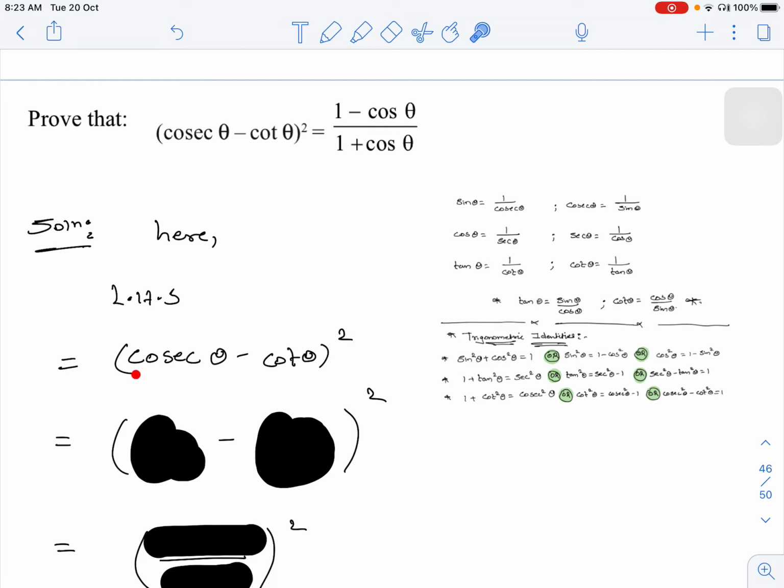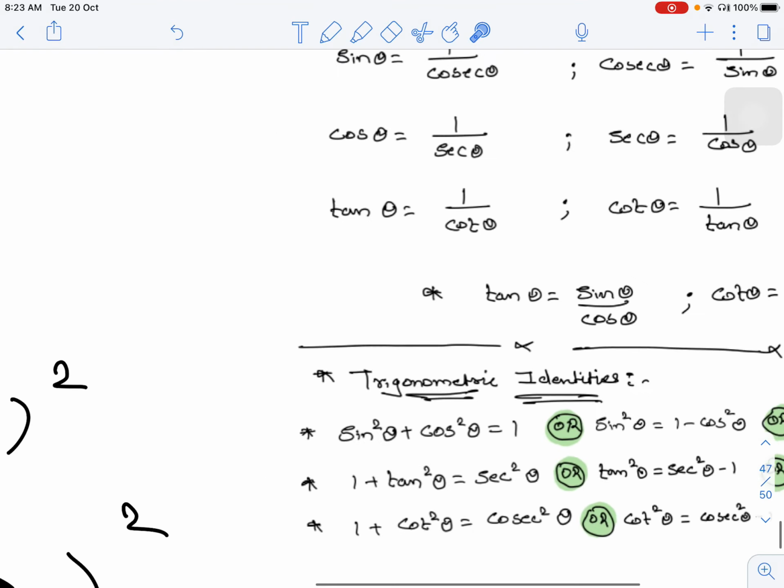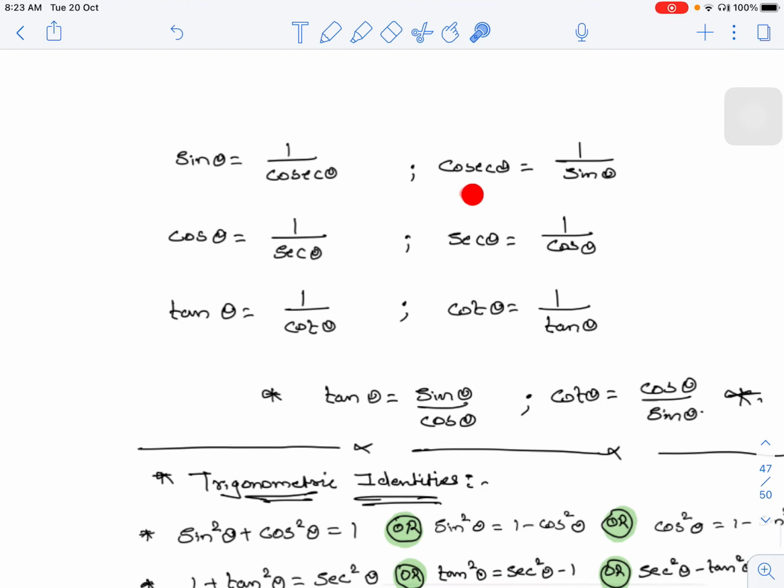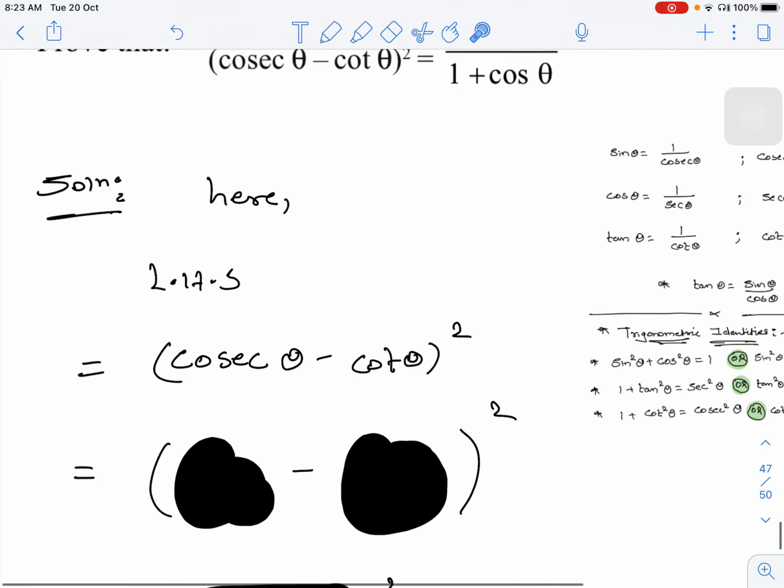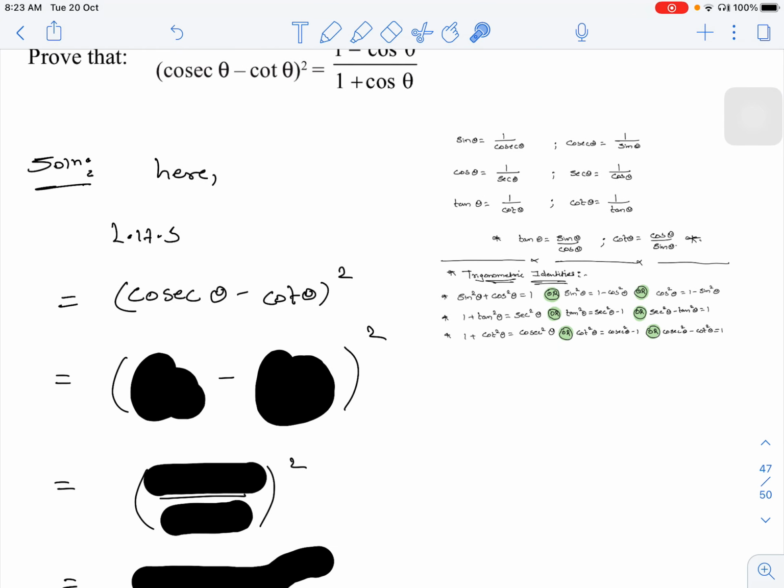Now what we are going to do? We know that cosec theta equals 1 upon sin theta, and cot theta equals cos theta upon sin theta. These two relations we are going to use over here. So in the next step, instead of cosec theta we write 1 upon sin theta, and instead of cot theta we write cos theta upon sin theta.